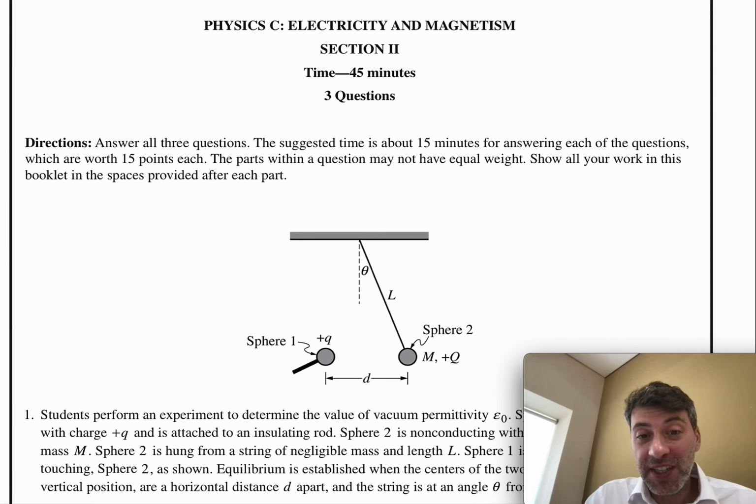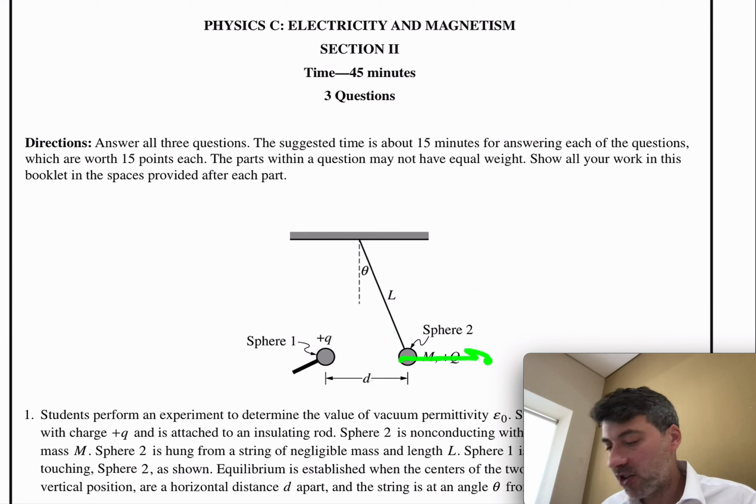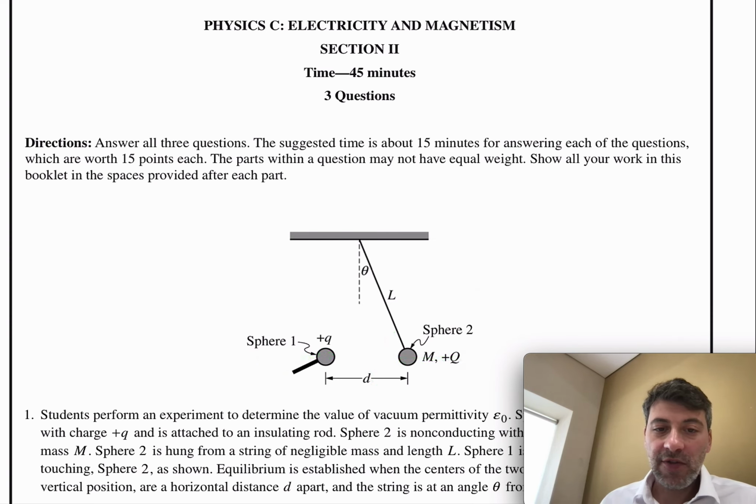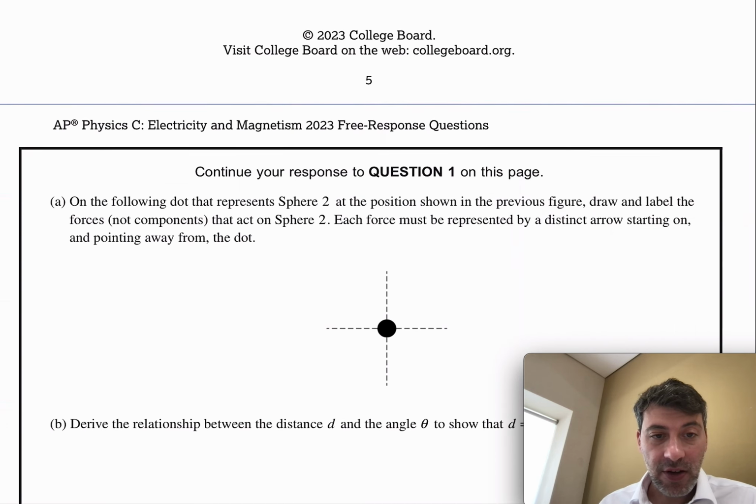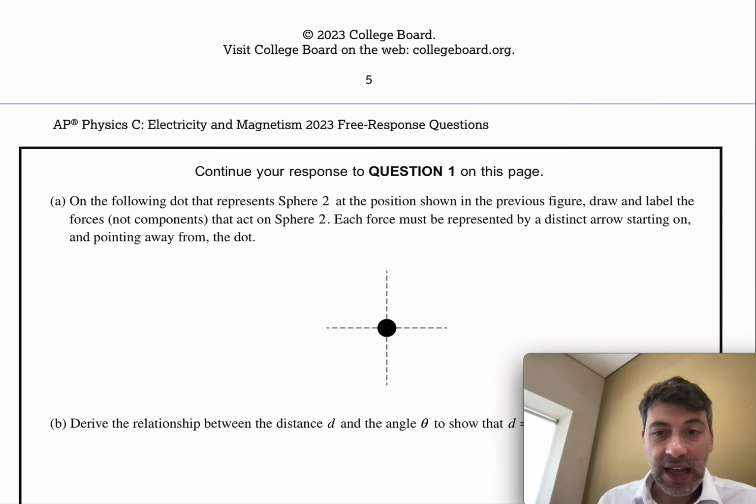We'll try to solve it as fast as we can, where we see a positive charge Q1 and another charge capital Q on another sphere that is suspended from a string, and because of the electromagnetic repulsion the string forms an angle theta to the right. Let's go quickly to our first question, which is: draw dots representing the forces that are applied on sphere 2.